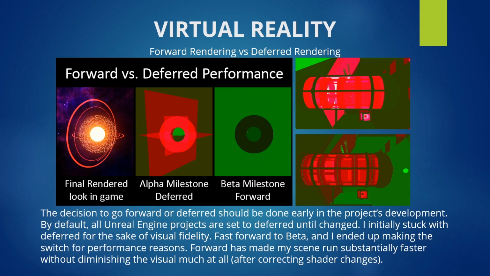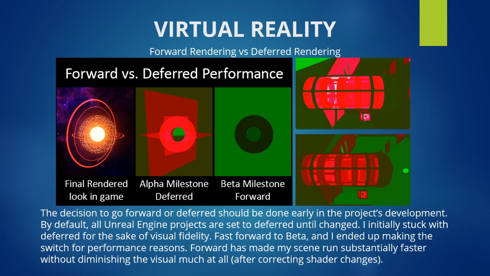I initially actually stuck with deferred rendering because I knew that my scene was going to be heavy in transparency, VFX, and reflections. I thought that the visual fidelity would outweigh the performance benefits of forward rendering. I was wrong. After switching, I was able to adjust the textures to look nearly identical to the previous deferred look using tools like the high quality reflections material node and enabling the VR MSAA anti-aliasing to reduce the jaggedness. The performance improvements are significant.